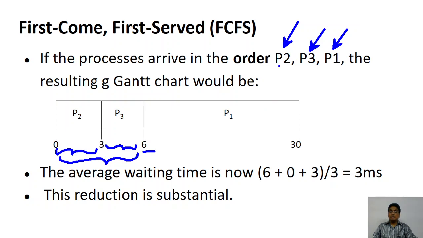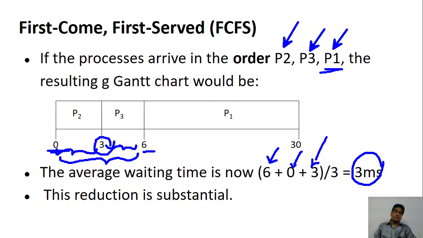So what is the waiting? Waiting for P1 is 6, and waiting for P2 is 0 because it is the first one to enter. The process P3 will come after P2, so its waiting time is 3 milliseconds. If you take the average in this case, you will notice that there is a drastic change in the timing.